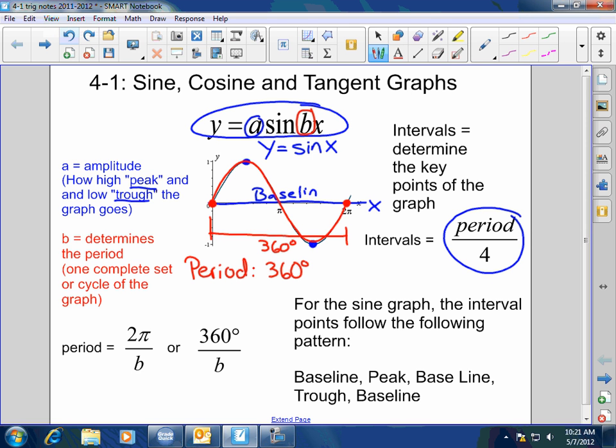Baseline, peak, baseline, trough, baseline.